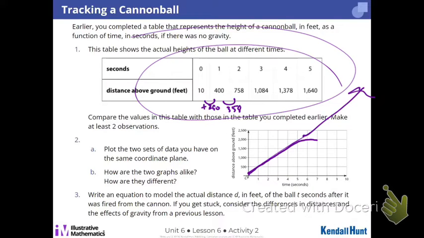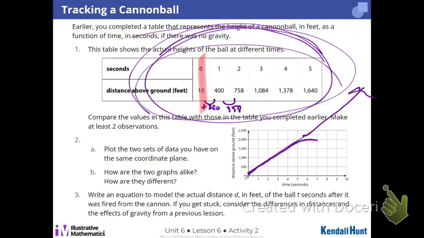The starting point. They both started 10 feet off the ground. They're both increasing, but the rate at which this one was increasing was slowing down as it went on. So let's talk about number 3, writing the equation.